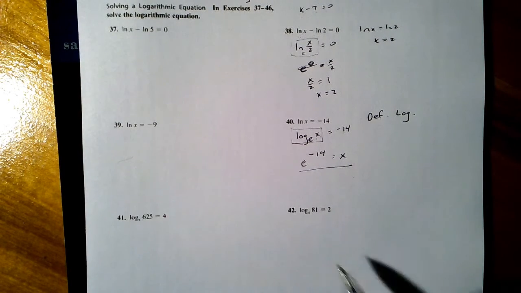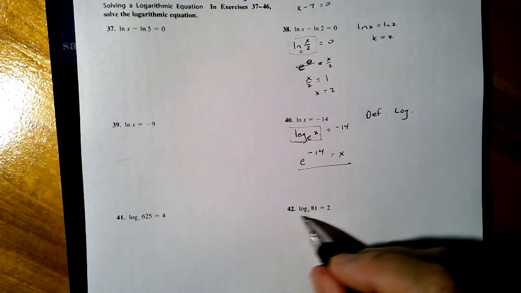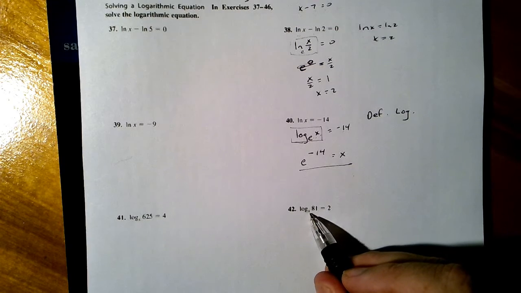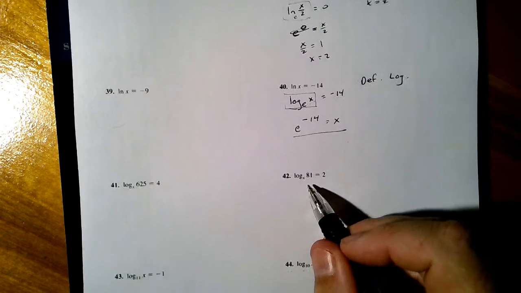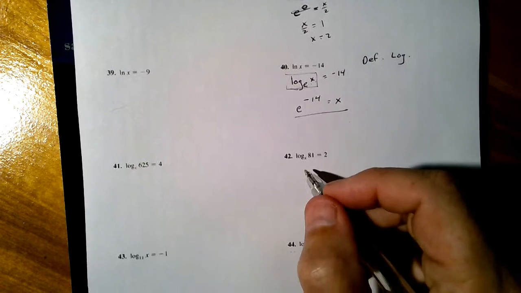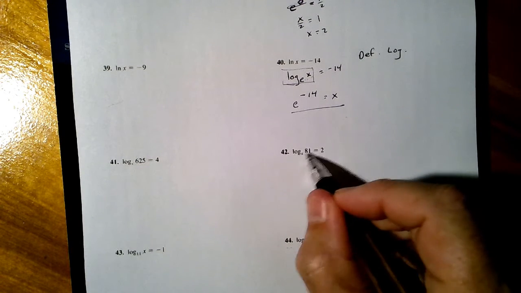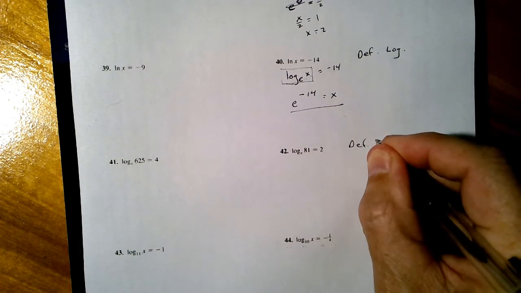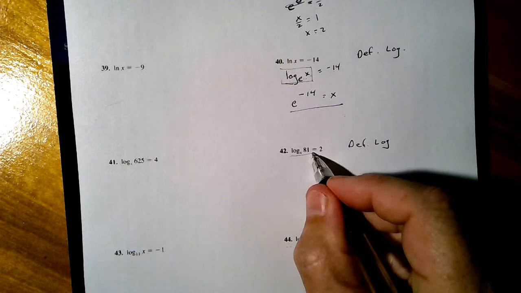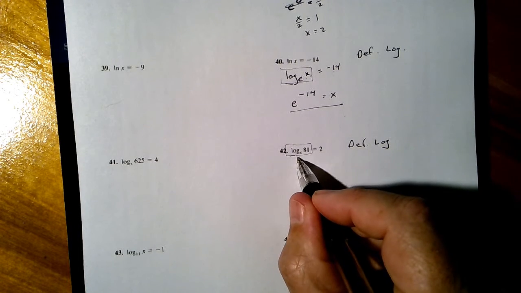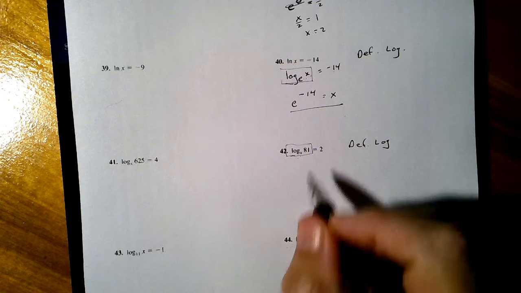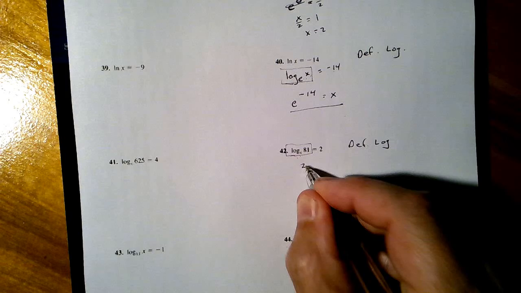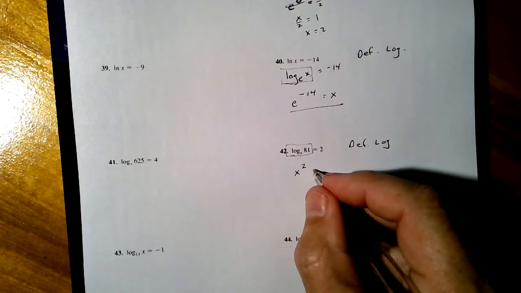Okay, number 42. This is in great form for us. I don't know what my base is here. I want that x out of that base, so I'm going to go ahead and definition log this. If you can get a plain old log equals a plain old number, we're going to definition log. This is the exponent that turns x into 81, but this is 2. So 2 is the exponent that turns x into 81.